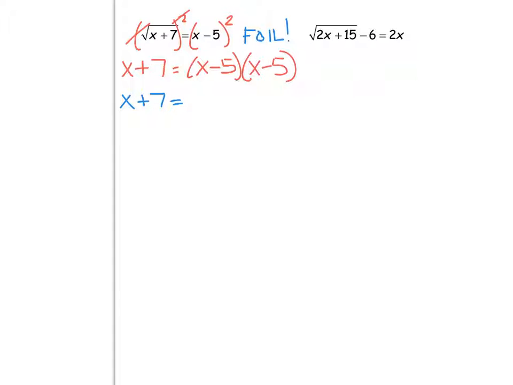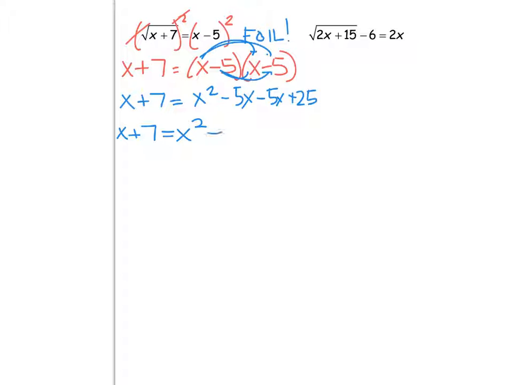Okay, so when we're FOILing, we have to do first, so x times x is x squared. Outside, we'll get negative 5x. Inside, we'll get negative 5x. And last, negative times negative will turn positive 25. So there's a lot more work to getting this one ready to solve.